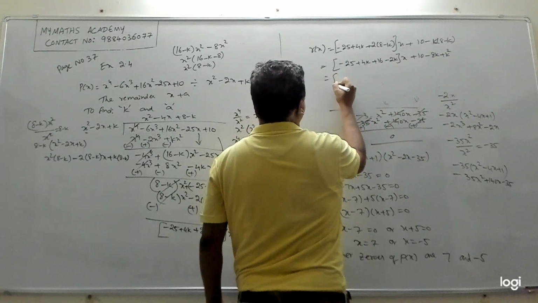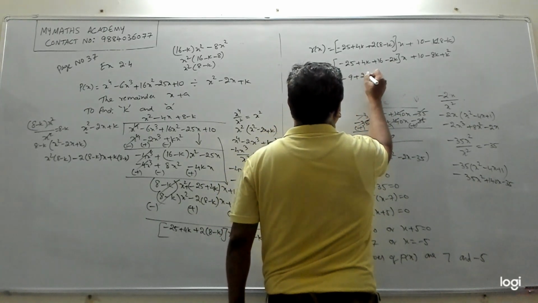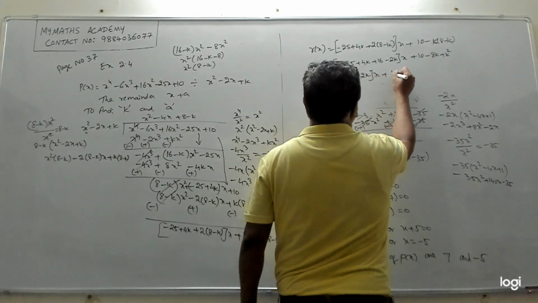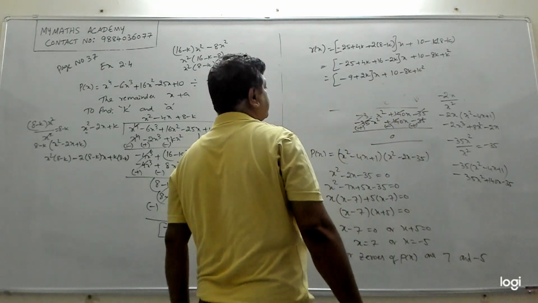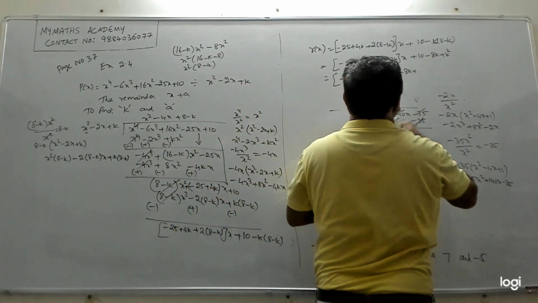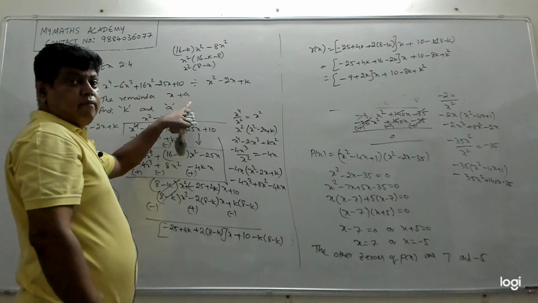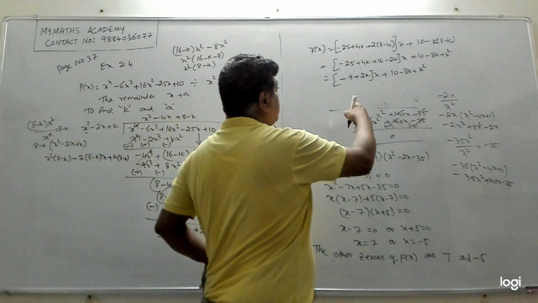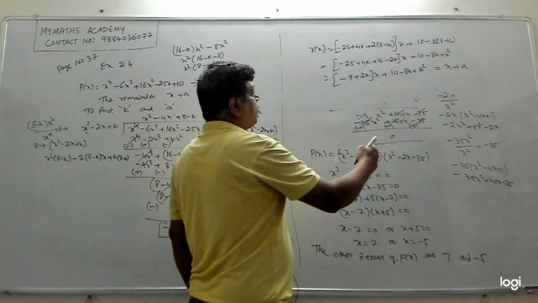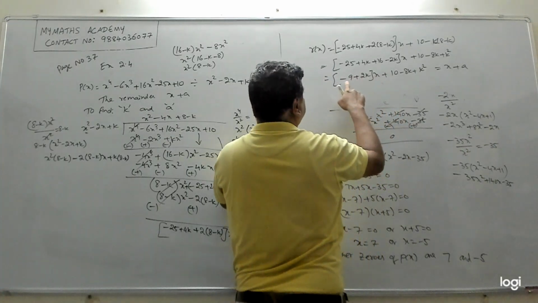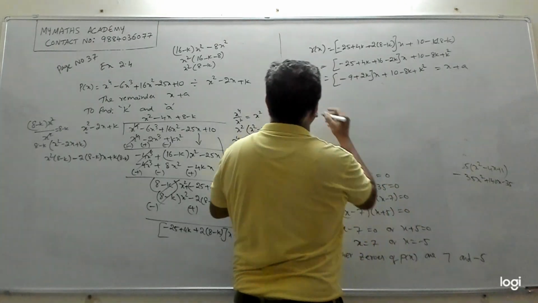So now this becomes 25 minus 16 is minus 9. 4k minus 2k is plus 2k into x plus 10 minus 8k plus k square. But in the question it is given the remainder is x plus a, which means this value should be equal to x plus a. Now compare the coefficient. What is the coefficient of x here? 1. What is the coefficient of x here? Minus 9 plus 2k.